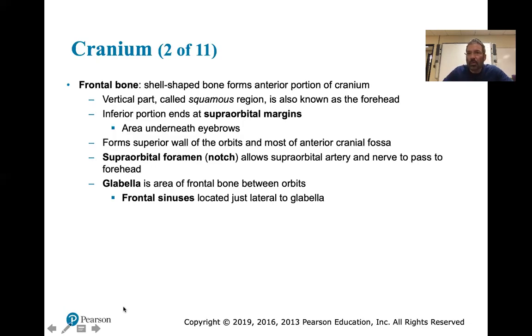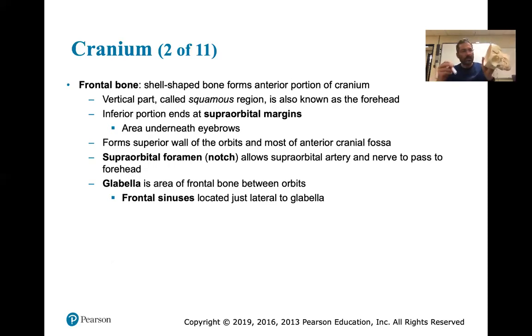So the frontal bone, if you want to say somebody had a frontal lobotomy, which was not a good thing, but they would go in, drill in there, and take a probe and move it all around. It completely changed people's personalities. Right. So the frontal bone is a shell-shaped bone, forms anterior and posterior cranium. The vertical part called the squamous region is also known as the forehead. Right. And we talked about squamous cells, but these usually mean scale-like or tile-like. Right? So when they named it, I can show you guys here.